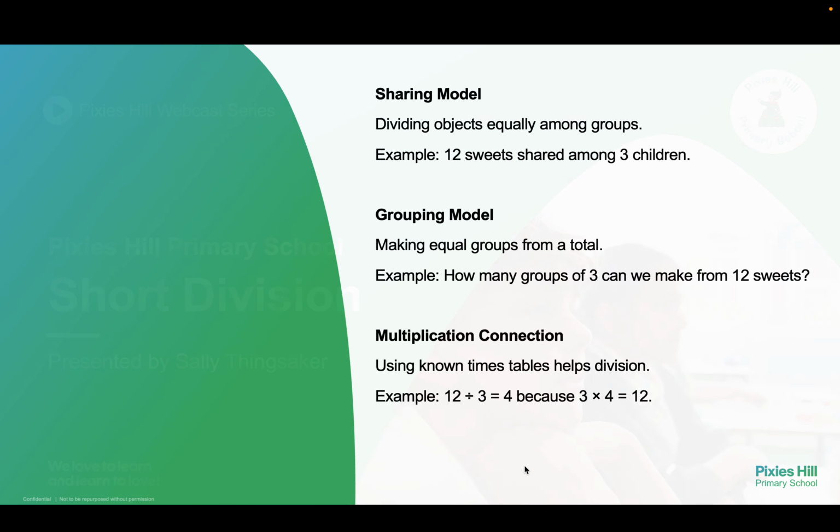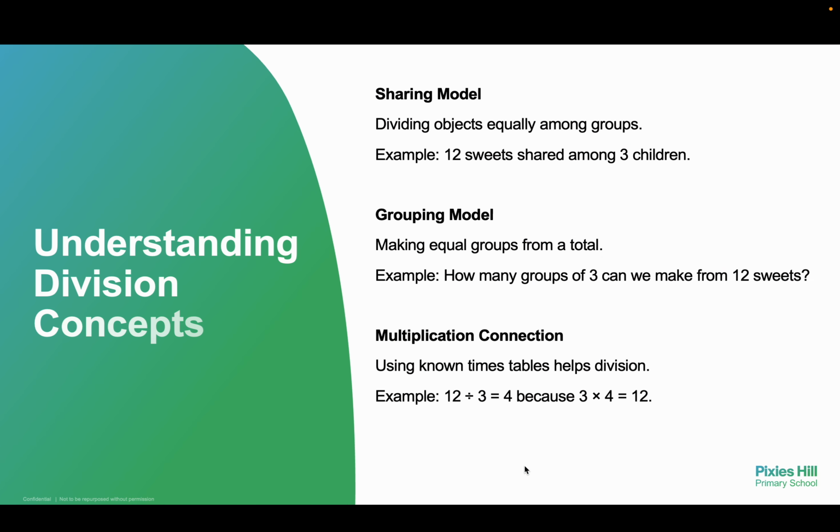Before we can get into a formal written method, children must be able to understand division concepts, the first being the sharing model, which is dividing objects equally among groups. This is taught as early as Year 1, where they can learn about sharing between two, or better known as halves. This builds throughout Year 2, where children are taught to group items, making equal groups from a total.